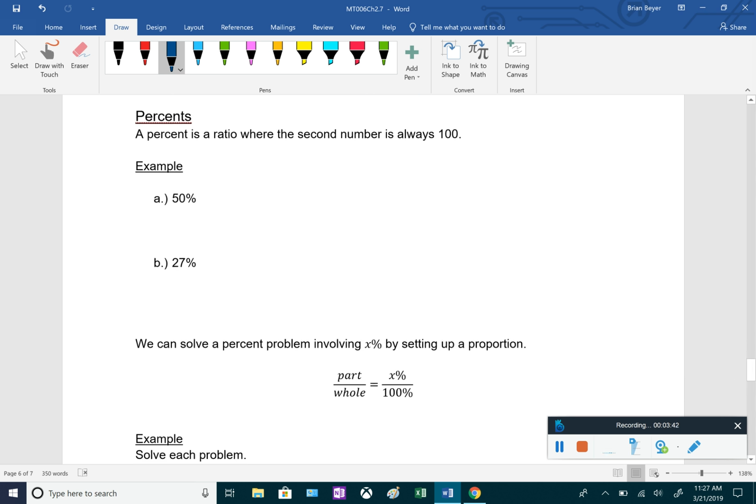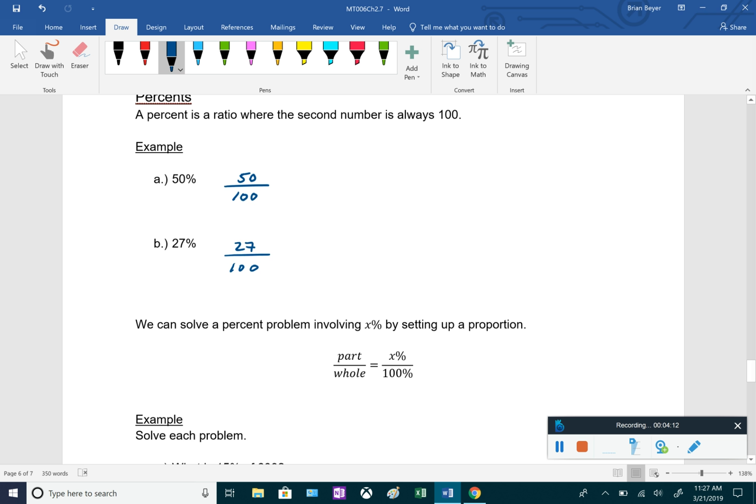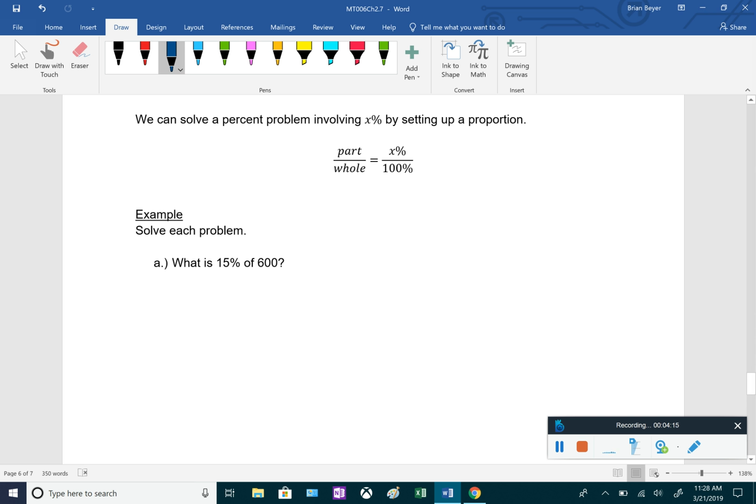Okay, so moving on to percents. A percent is just a ratio where the second number is always 100, because that's what percent literally means. Per means for every, and cent means 100, so it's for every 100. For example, 50% technically means 50 for every 100, and 27% is 27 for every 100. When we're solving problems involving percents, we can set up a proportion. It's going to be the part per whole equals X percent divided by 100%. So the percent part divided by the whole percent, which is always 100%.